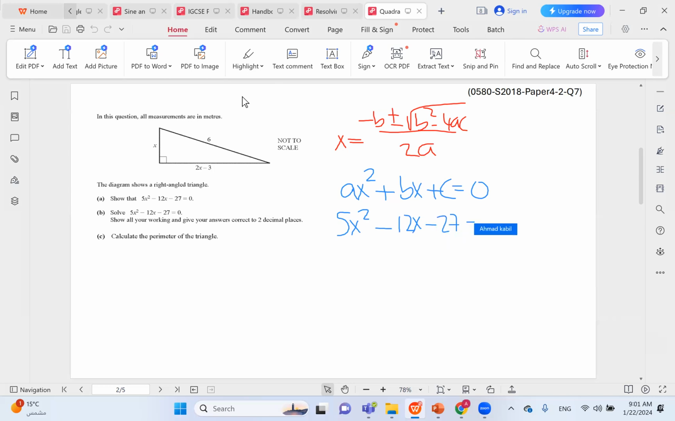So we have something next to the x power 2, and in this case, it's 5. So 5 is A. And then next to the x, we have negative 12. You have to take the signs into account, of course. So B equals negative 12. And finally, C equals negative 27. So we are ready to proceed and plug these values into the quadratic formula.